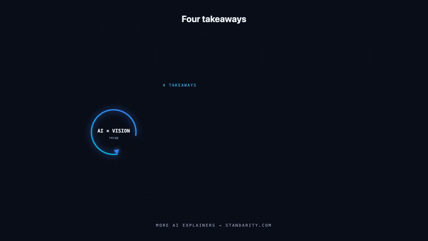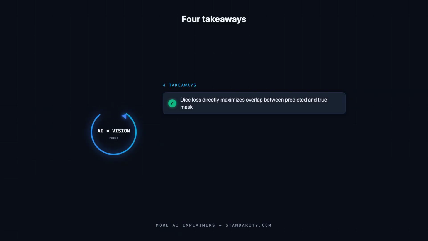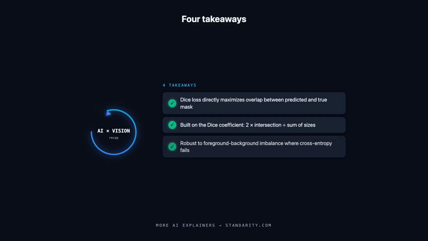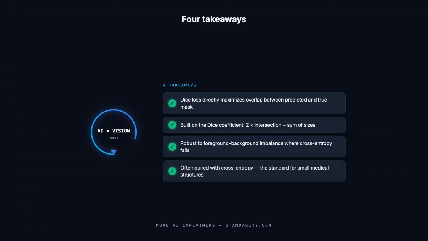All right, let's lock in the essentials worth remembering. Dice loss is a segmentation loss that directly maximizes the overlap between the predicted mask and the true mask. It's built on the dice coefficient, twice the intersection over the sum of sizes, and the loss is simply 1 minus that coefficient. Because it measures relative overlap, it stays robust to heavy foreground-background imbalance where plain cross-entropy would ignore the small target. It's often paired with cross-entropy and shines on small medical structures.